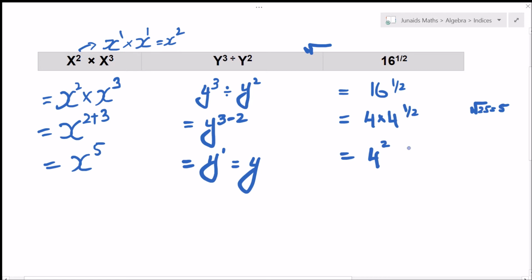And now what happens to this power? This power stays here. And now we actually work this out. Now that is half of 2, or 2 divided by 2. That's cancelled. That gives us 1. Or you can see 1 is left over. Or if we simplify that, that is going to be only 4.